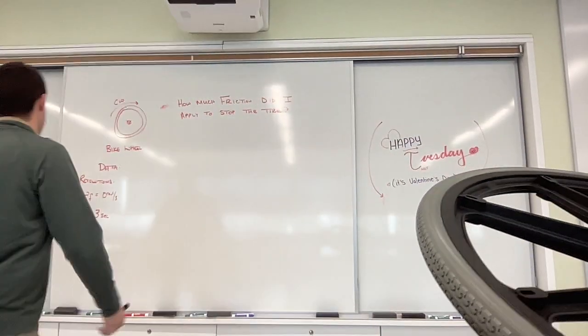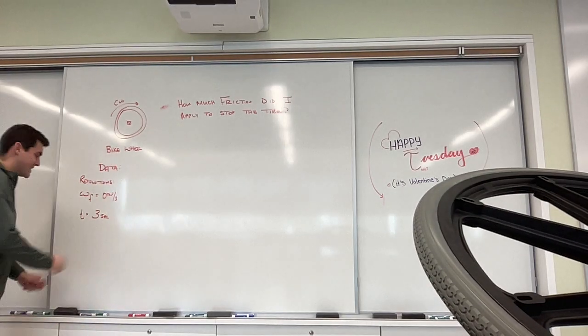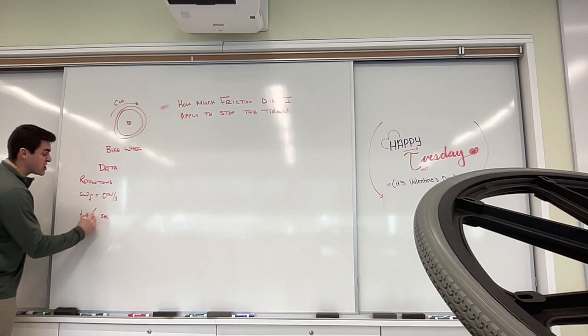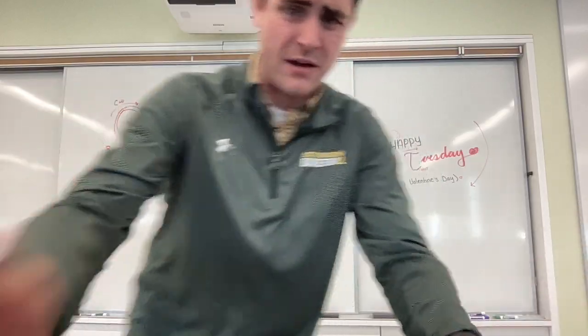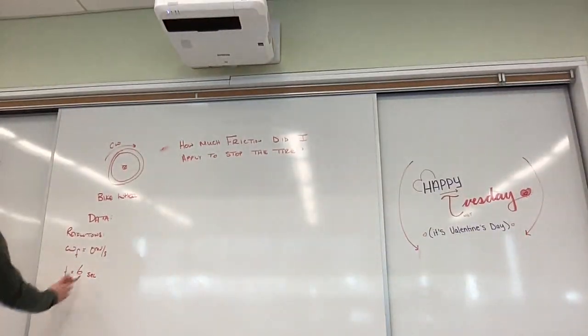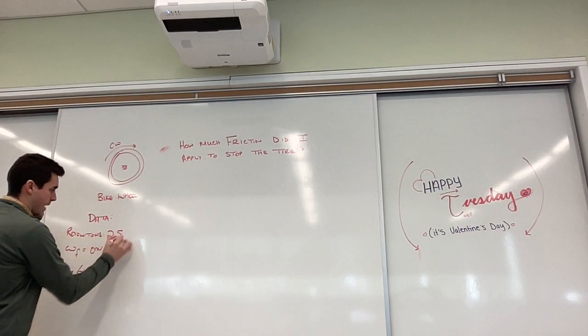Let's take some data. It came to a stop, so final angular velocity is 0. I said 3 seconds. It did not feel like 3 seconds. It felt more like, I don't know, 6 seconds. So we'll double that. And again, it's an assumption. You can go back and check my video if you want and determine exactly how long it was, but that's what I'm thinking. So 6 seconds, final velocity was 0, and we said it was 2.5 revolutions.